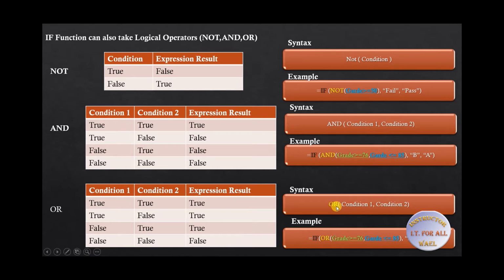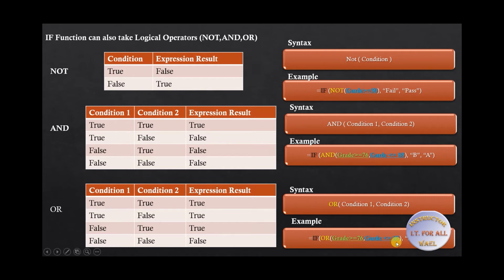The syntax is exactly the same as AND and NOT: OR(condition 1, condition 2), because it combines two conditions with an OR operator. The example: OR(grade greater than or equal 76, grade less than or equal 85).